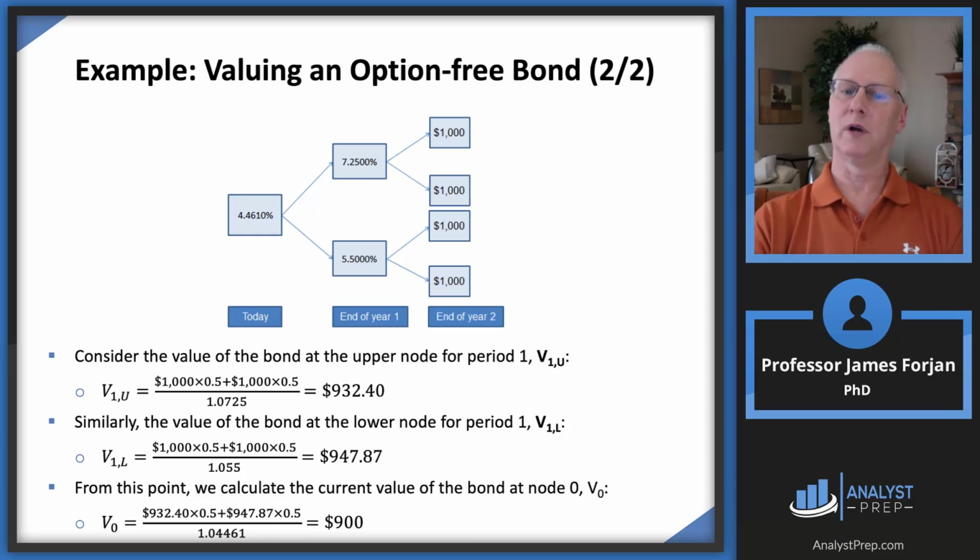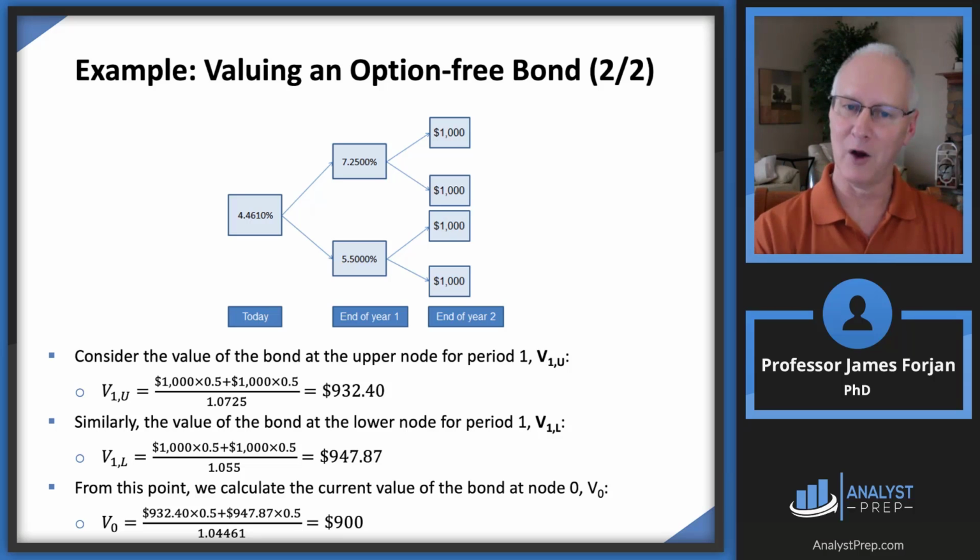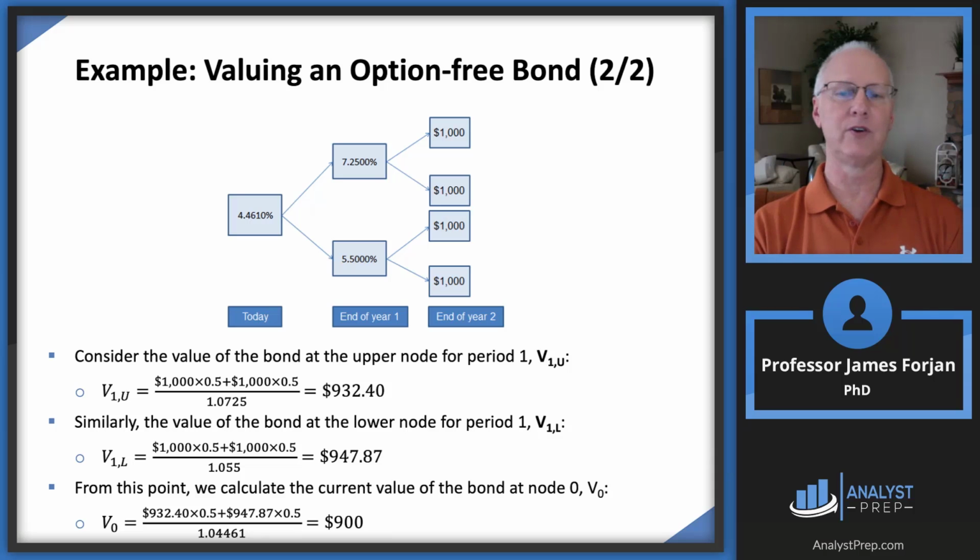All right, now let's go and do the lower node at the end of year one. We're going to do the exact same thing. So we have the 50% chance of getting 1,000, the 50% chance of getting 1,000. So what does that mean? That's a 100% chance of getting 1,000, right? And we're going to discount that back at the lower forward rate, not the 7.25 in the previous case, but the 5.5. So notice I have divided by 1.055, so that gets us the 947.87. Now imagine putting that 947.87 right above in the box, right above the 5.5%.